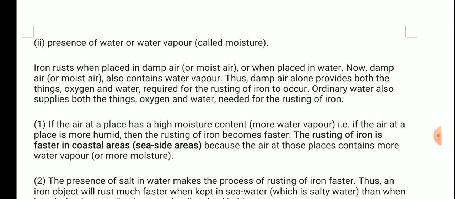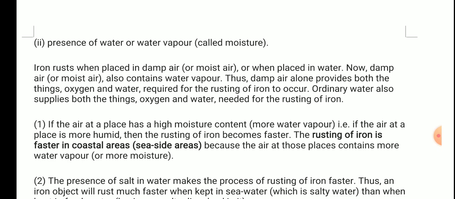Iron rusts when placed in damp air. What is damp air? Moisture. Or when placed in water. Now damp air also contains water vapor, because moisture is present. Thus damp air alone provides both the things, oxygen and water, required for rusting of iron to occur. Ordinary water also supplies both the things, oxygen and water, needed for rusting of iron.